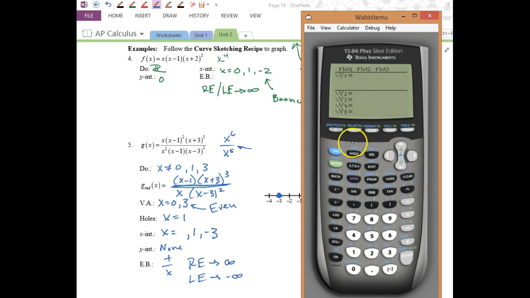Alright, so this one, I'm going to use my fraction. So we got x times the quantity x minus 1 squared, over x plus 3 cubed. We got x squared, x minus 1, x minus 3 squared. All right, we ready?